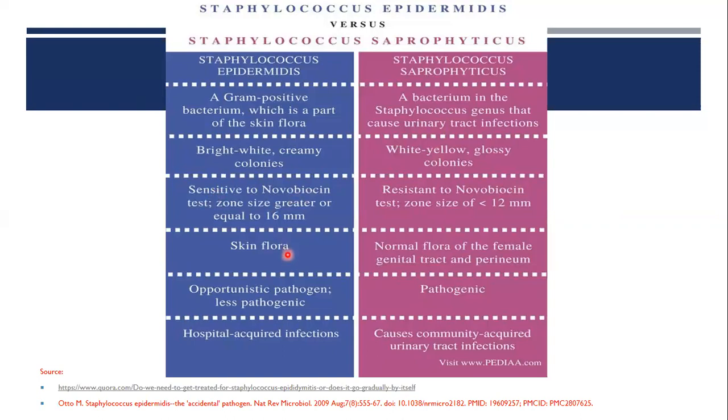So both are actually flora, but they differ in location because Epidermidis is located in the skin, whereas Saprophyticus is a flora in the genital tract and perineum. So both are opportunistic pathogens, and they usually cause acquired infection.